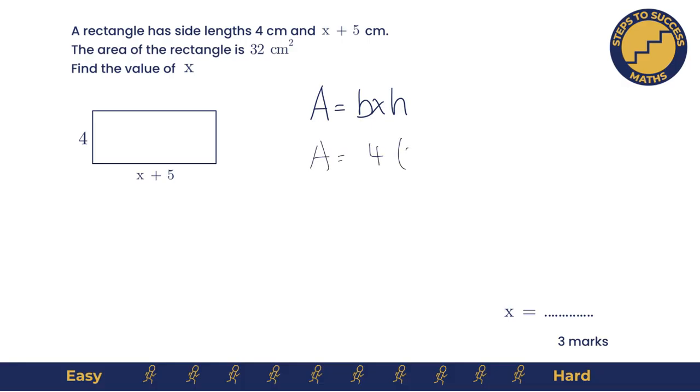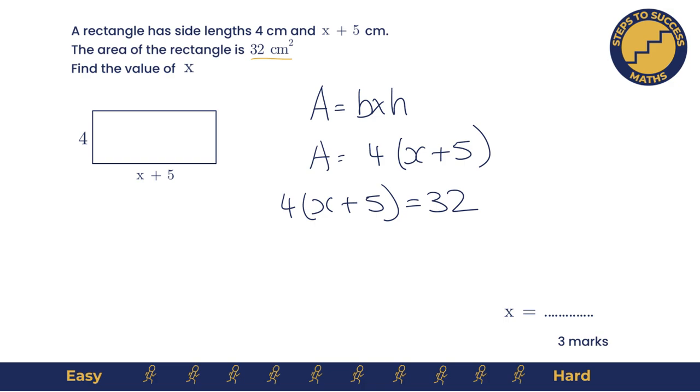And we're going to put the x plus 5 in a bracket because we need to multiply all of it by 4. And we know that that is equal to 32 because we're told the area of the rectangle is 32. So we have to solve 4 bracket x plus 5 is equal to 32.